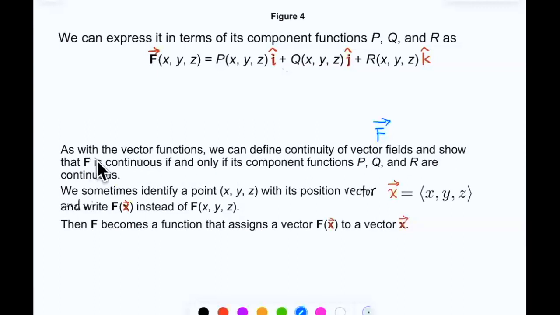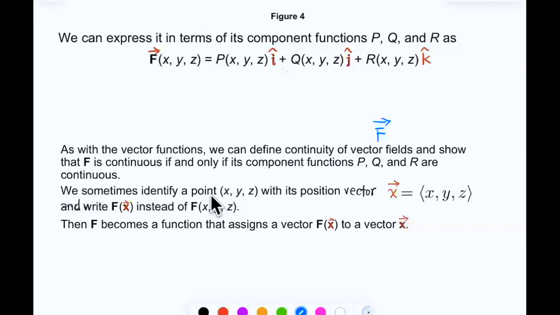Well, the vector field F here is continuous if and only if its component functions P, Q, and R are continuous, which makes sense, right? If each component function here is continuous, then the vector field will be continuous.